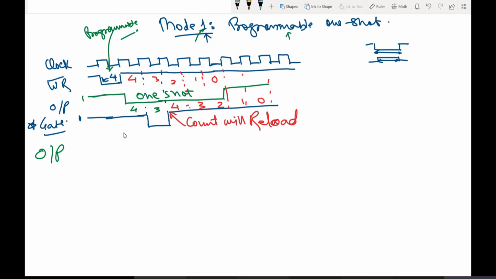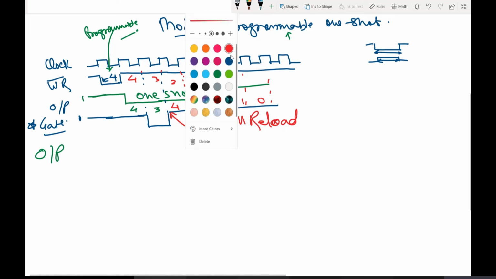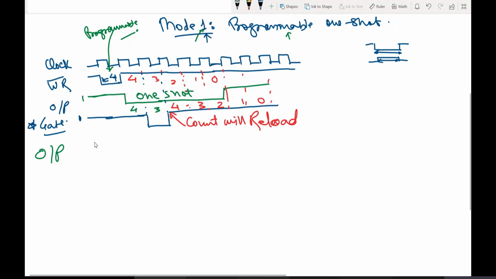So how will the output be changed? There will be a changed output. Now you can see initially the output is 1. It will turn itself low now, but it will remain low for a longer period now. The length of the single shot has been increased. So this is the change we will have in the output when the gate is low during mode 1.